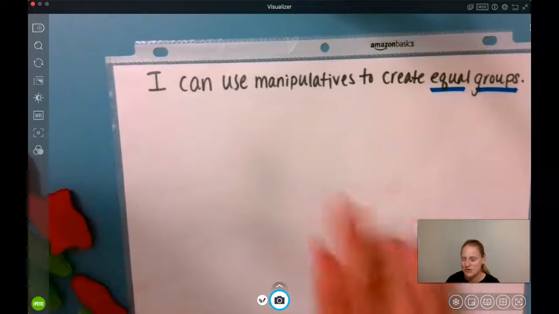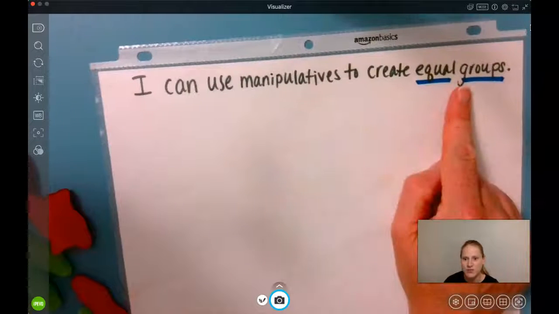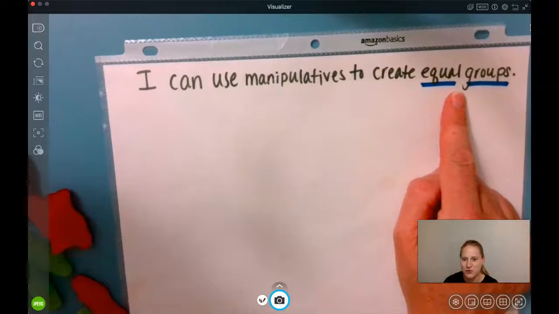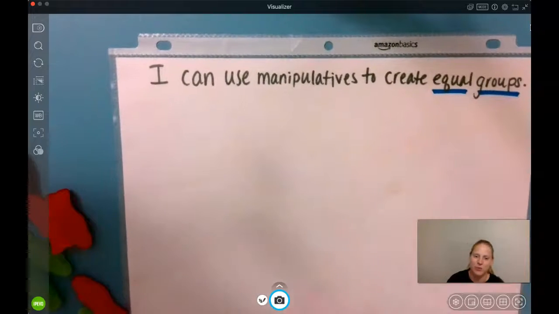Scholars, great job today using manipulatives to create equal groups. You're going to practice this more in your Zearn digital lesson. Keep up the great work.